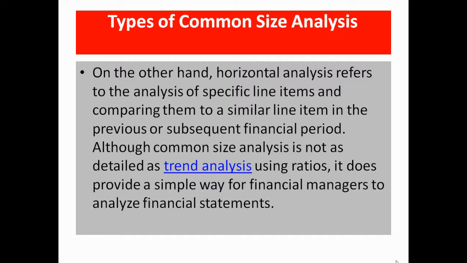On the other hand, horizontal analysis refers to the analysis of specific line items and comparing them to a similar line item in the previous or subsequent financial period. Although common size analysis is not as detailed as trend analysis using ratios, it does provide a simple way for financial managers to analyze financial statements.